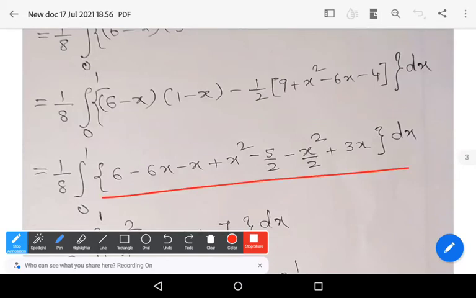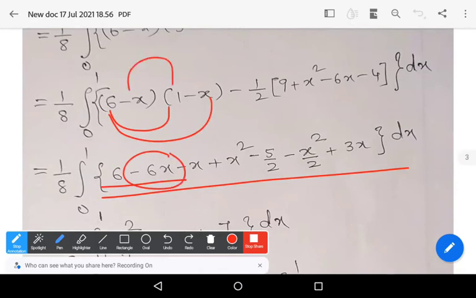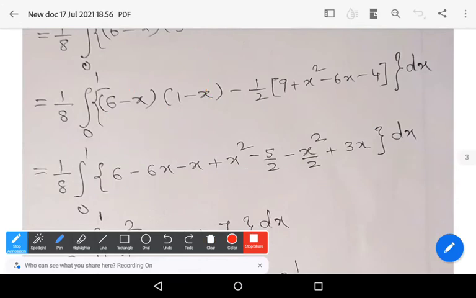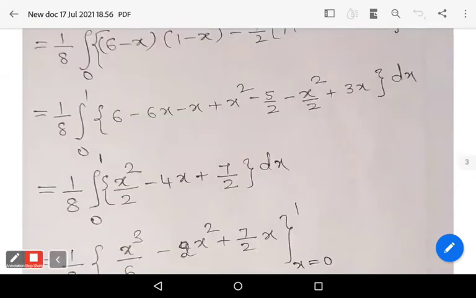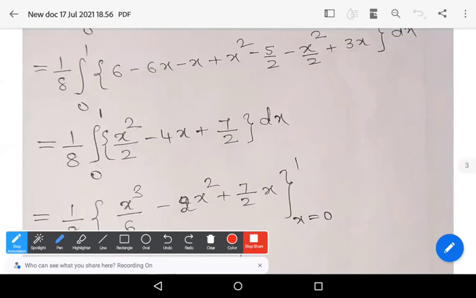We get this 6 minus 6x. 6 into 1 is 6, 6 into minus x is minus 6x. x into 1 minus x, minus x into minus x plus x square, and so on. So after simplifying, we get this term. Here you observe that x square minus x square by 2, you get plus x square by 2. Minus 7x plus 3x, you get minus 4x, and plus 6 minus 5 by 2, you get plus 7 by 2.